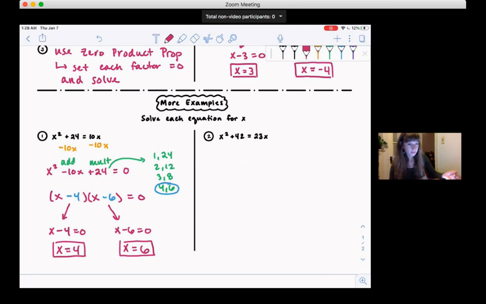So first step is to get everything on one side, and we want our x squared to be positive. So here we have the positive x squared. So let's move 23x over to be with that x squared. So we're going to subtract 23x from both sides. Let's rewrite it. So I have x squared. Let's put the minus 23x in the middle. That's important for factoring. And then we have plus 42.